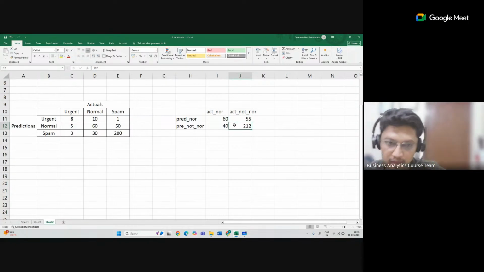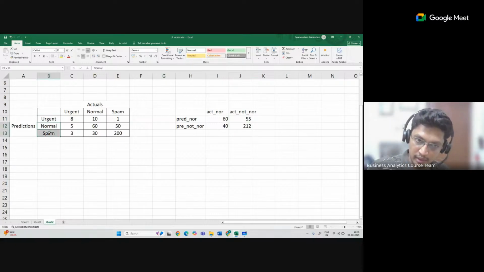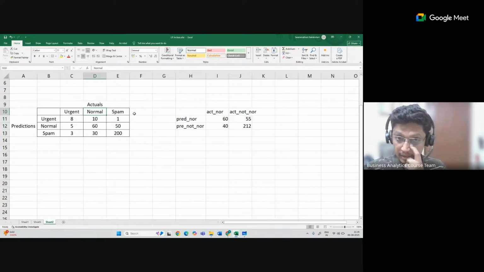So what are you doing? You are micro averaging. You are converting a 3-class problem into a 2-class problem, right? You are considering the other 2 classes, not that particular class. If it is urgent, you are calling the other 2 classes not urgent. If it is normal, you are calling the other 2 classes not normal. That's all. Is it fine?